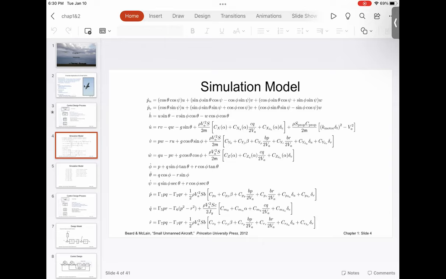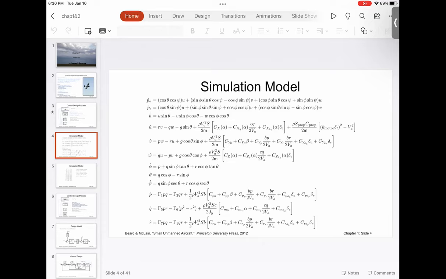Rotation about X, U dot. Rotation about Y, W dot. Rotation about Y, V dot. And rotation about Z is W dot. So the first six equations are nothing but applications of Newton's laws.